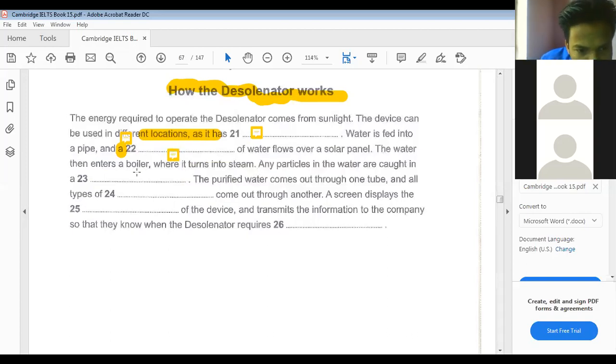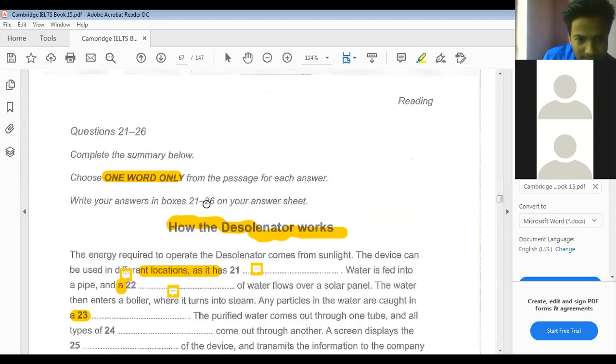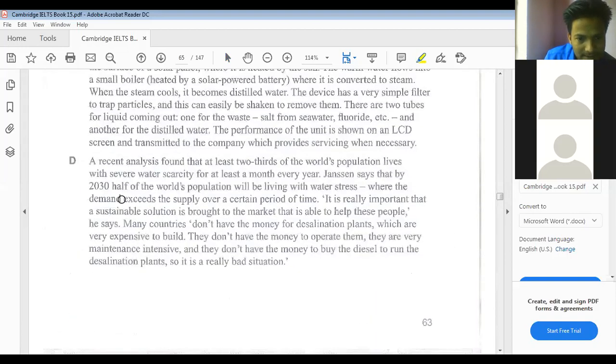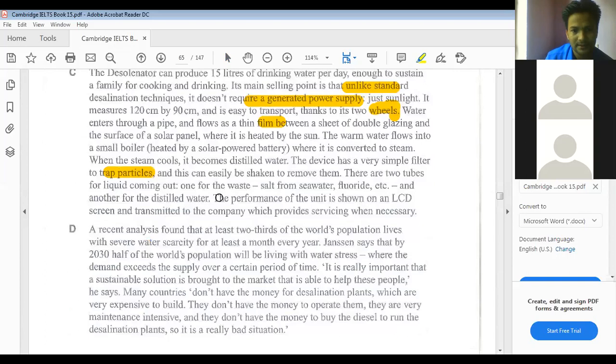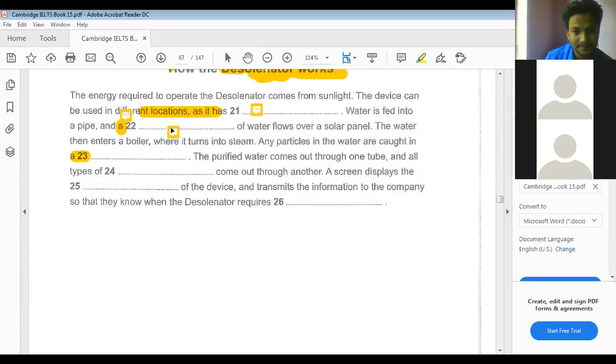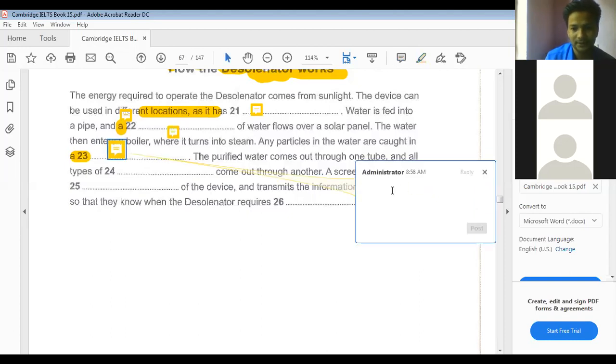Then the water enters a boiler where it turns into steam. Any particles in the water are caught in a... again a singular countable noun is missing. Let's read: the device has a very simple filter to trap particles. The answer is filter. Question number 23, the answer is filter. That's pretty fine. And we will have to match headings only then.